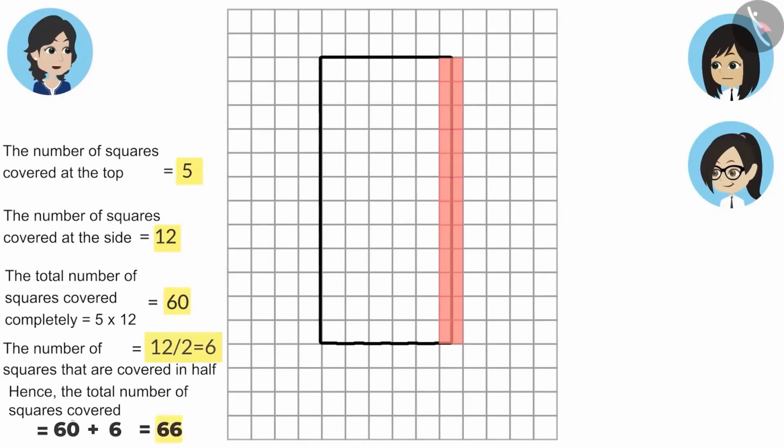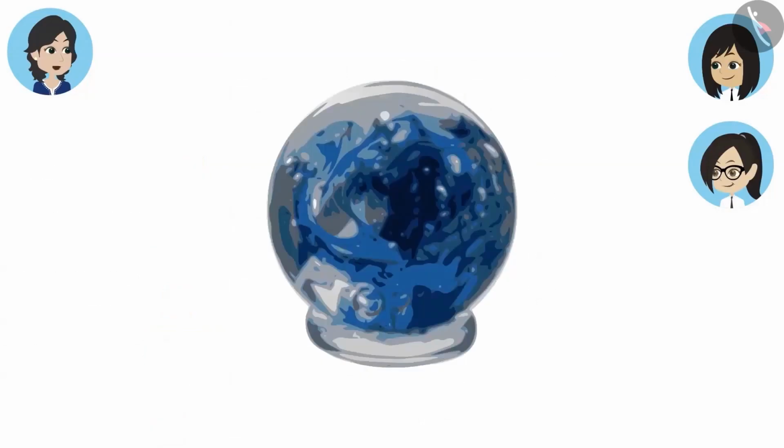Absolutely right, Neha. In the same way, with the help of this paper, we can find the number of boxes covered by any difficult shape. Difficult shape? Yes, difficult shape. That means which is not a square or a rectangle. Like what? Like a paperweight. Can you tell me how much space this covers?